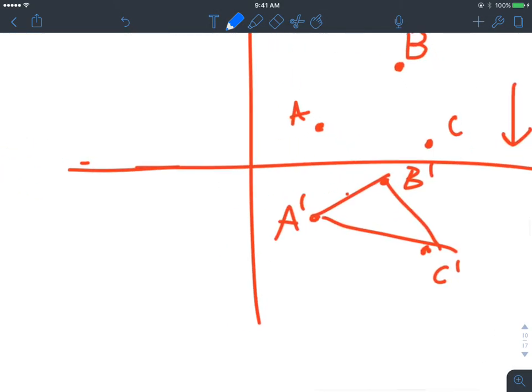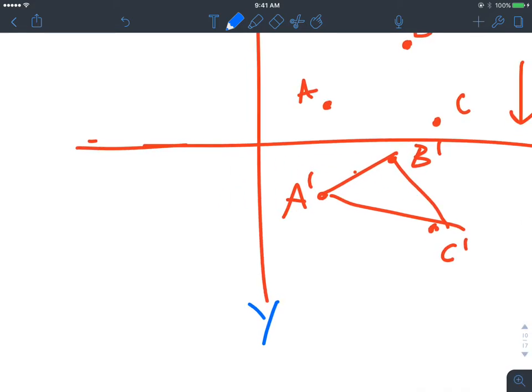So we got to think about what that looks like. So the y-axis, that's your horizontal axis. So that means everything is the same distance from that horizontal axis. So A will be pretty close. It's a couple units away. B is a little bit farther. And we'll call these double prime, by the way. And then C is the farthest away. So C double prime will be kind of way over there.